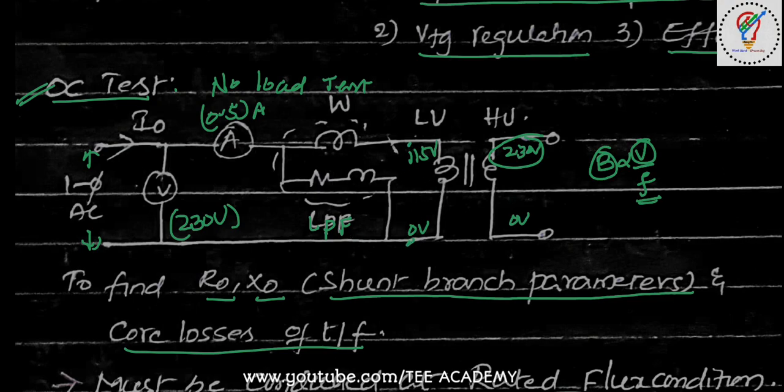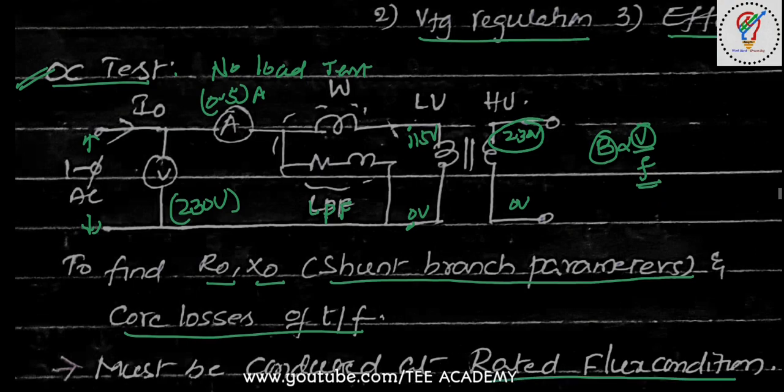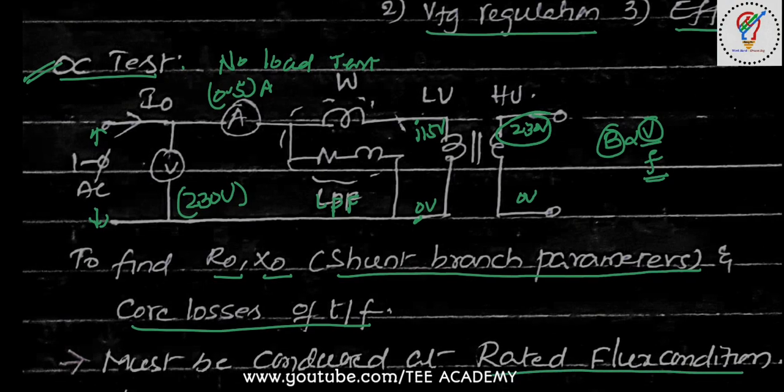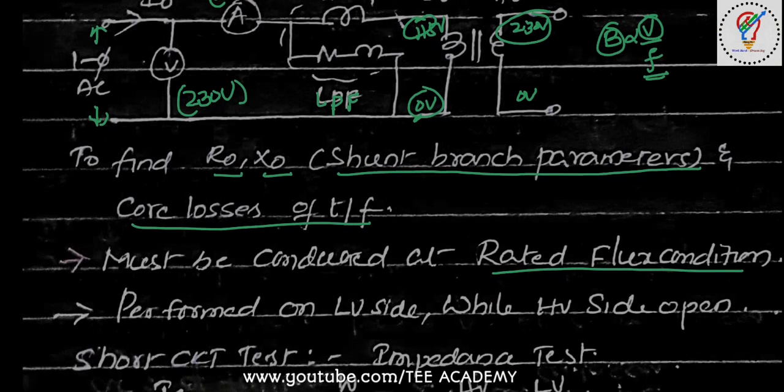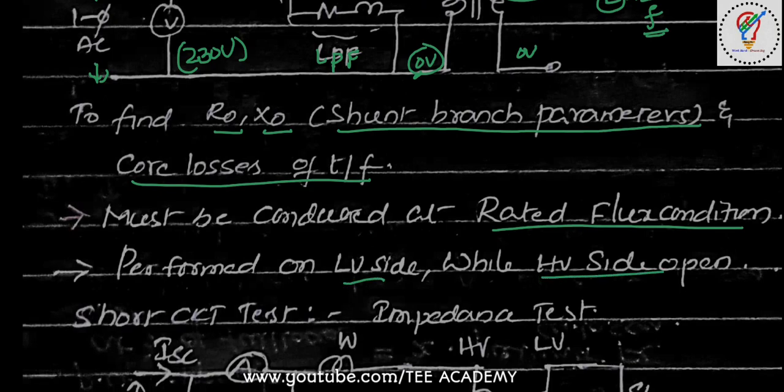So which is the better one? Generally this will be a viva question or interview question: why are we conducting the OC test on the LV side of the transformer only? You should say that the OC test can be conducted at rated flux condition. Rated flux is possible with the HV winding as well as the LV winding, but the preferable one is the LV winding. Why? Because from the laboratory point of view, we can give a smaller voltage to produce the rated flux condition. So it is performed on the LV side while the HV winding is open circuited.